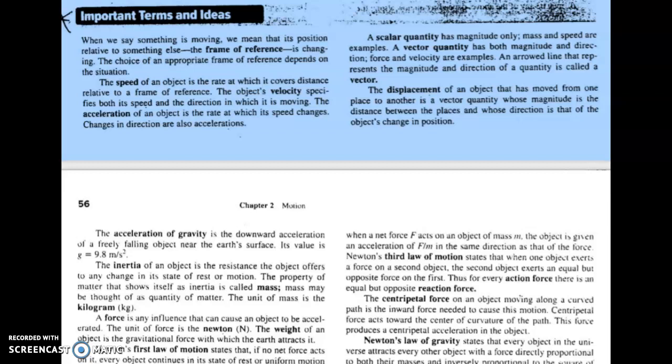On the next section, we have acceleration of gravity, inertia, mass, and the unit of mass. Fundamentally in this course, it will be the kilogram, although the gram is used, but the fundamental unit of mass is that of the kilogram.